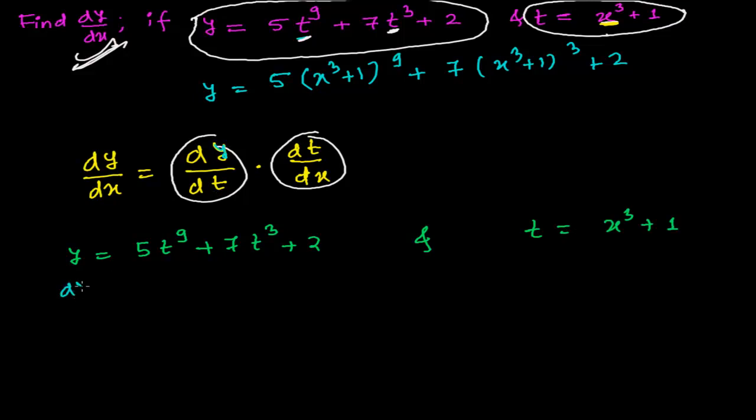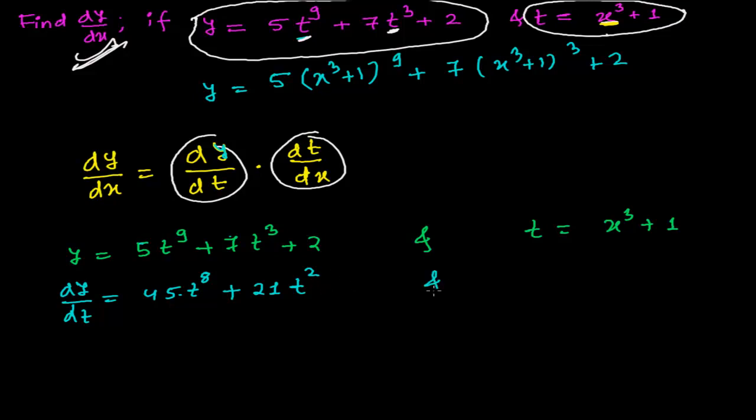So let's find out dy over dt. And I hope now, using the power rule and the sum rule together, quickly. Since this is 5 and the power is 9, 5 times 9 will be 45 times t, and the power will be reduced by 1, so it will be 8. And again, 7 times 3 is 21, and t's power will reduce by 1, so it will be t to the power 3 minus 1, that will be 2. And 2 is actually a constant quantity whose derivative is always 0, so there is no need to write 0.